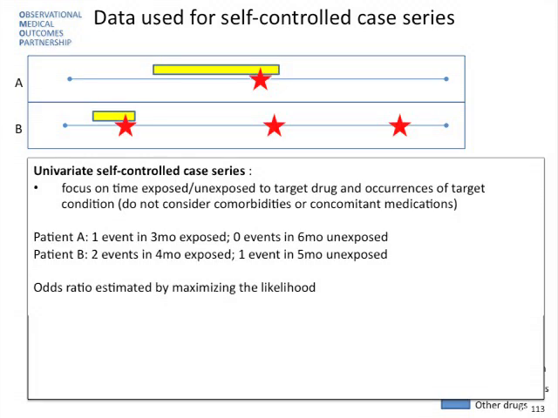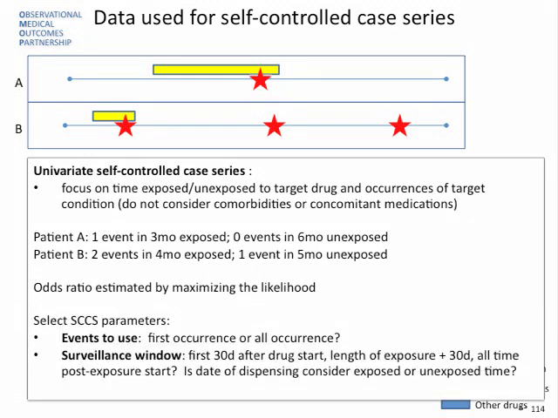If you do the simple calculations, patient A is having one event during their 3 months of exposure and experiencing no events when not exposed, as opposed to patient B who's having 3 events, 2 of which occur while they're on exposure and 1 event during a period of unexposed time.